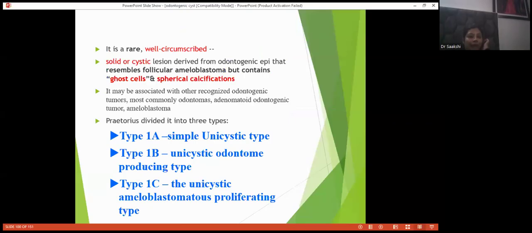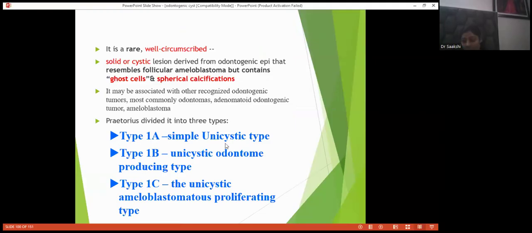Now it's very rare and well circumscribed. It's a solid or cystic lesion derived from the odontogenic epithelium, which resembles follicular ameloblastoma, but it contains both ghost cells and spherical calcification. Now, it may be associated with other recognized odontogenic tumors, most commonly your odontomes, adenomatoid odontogenic tumor, and ameloblastoma. That's why it is divided into three subtypes.